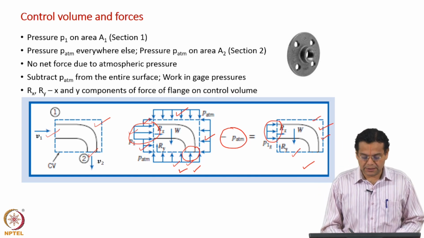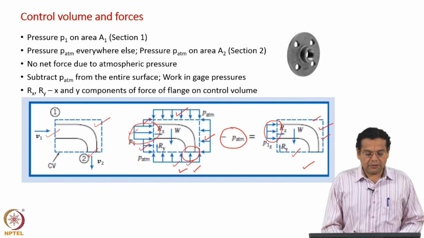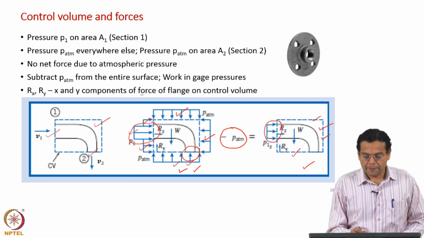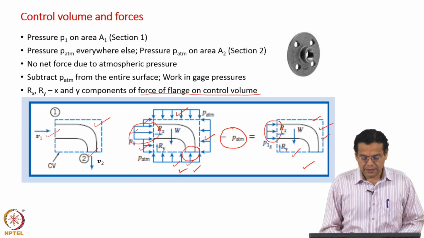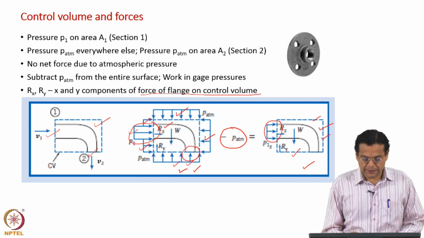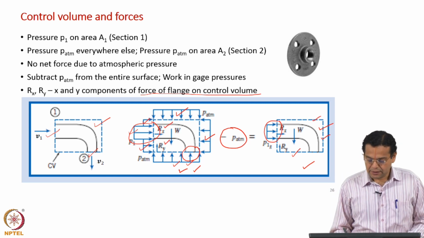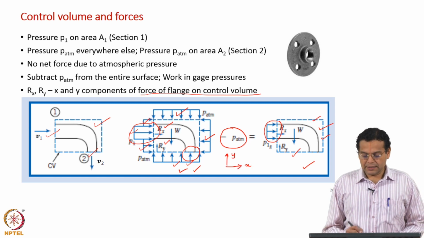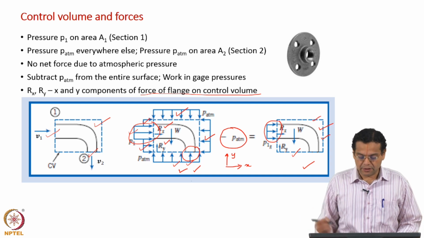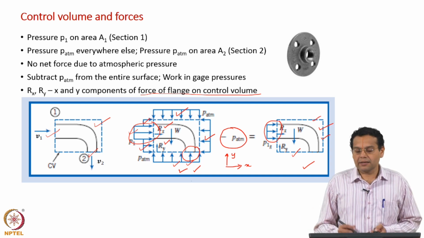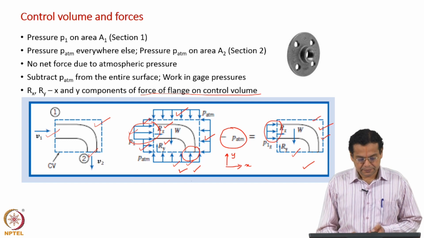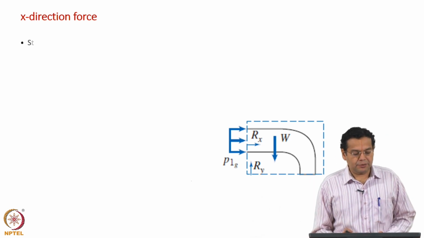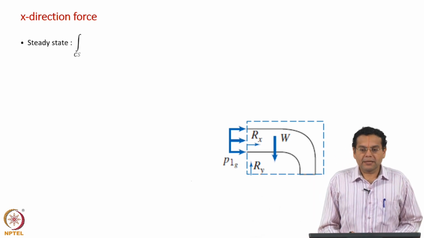So, we have both the components in this example, and so Rx and Ry are the components of the force of the flange on the control volume, and like in the previous cases, we have taken them positive along the x axis and the y axis. So, the x axis and y axis are these directions, and Rx and Ry are taken positive along the axes. Then based on the sign we can interpret the physical significance. Now, let us find the x direction force Rx, which means that we should write the momentum balance in the x direction.